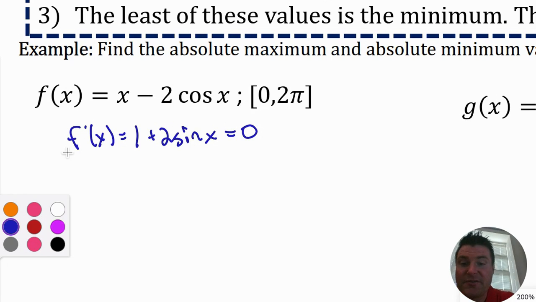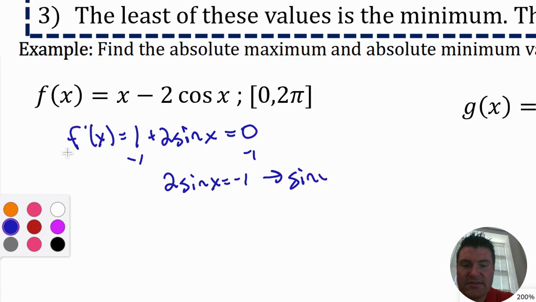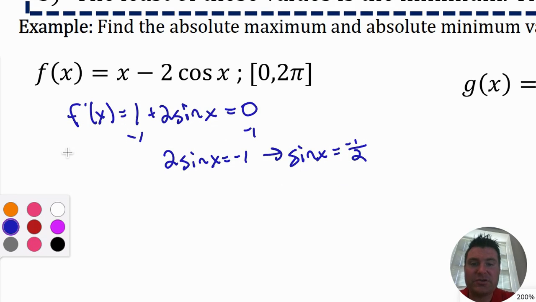When I solve for sine of x, I subtract 1 from both sides and get 2 sine of x is equal to negative 1, so sine of x is equal to negative 1/2. It's important that you know your trig values between 0 and 2 pi, because those are my endpoints. When does sine equal negative 1/2? Sine's positive in quadrants 1 and 2, so this is going to happen in quadrants 3 and 4.